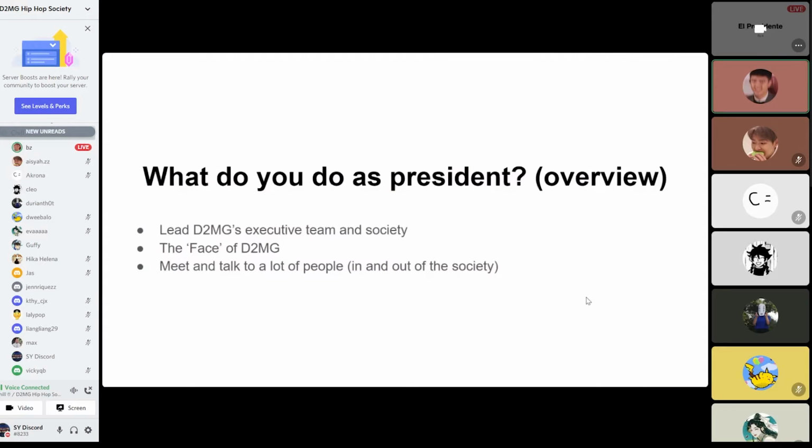So what does the president do? This is just an overview. First of all, they're the head of the society and the executive team. They're pretty much the face of D2MG, the spokesperson. And you also have to talk and meet a lot of people, in and out of the society. So if you're extroverted, perfect role for you. If you're introverted, like me, this is very difficult, but you'll get through it.